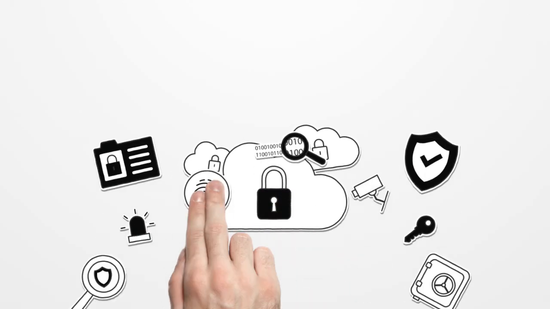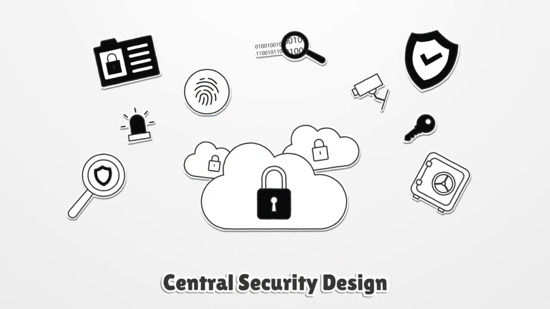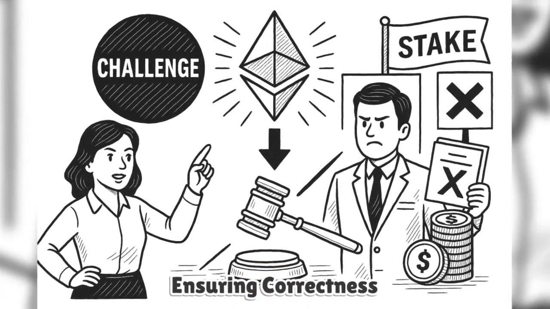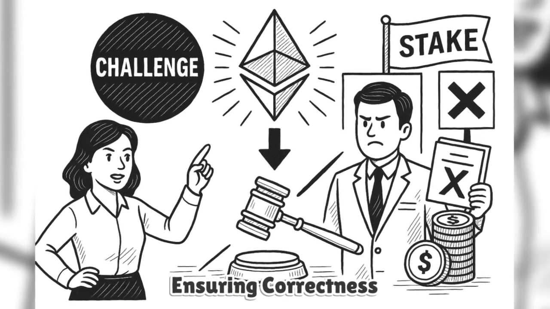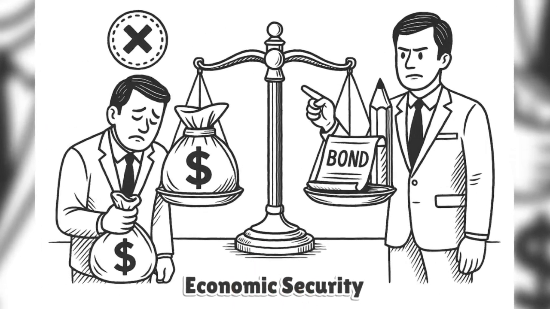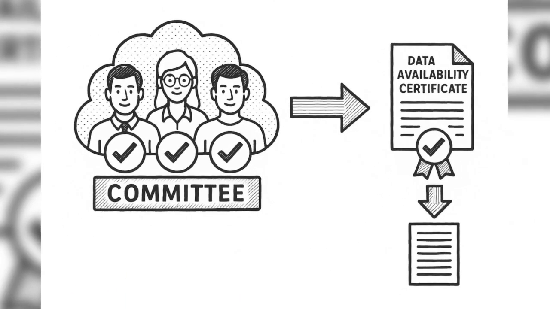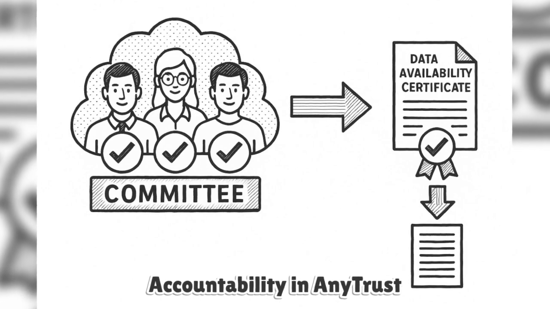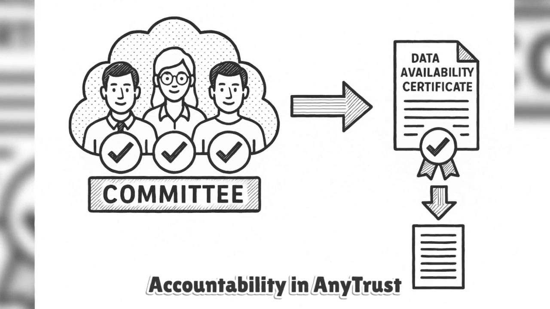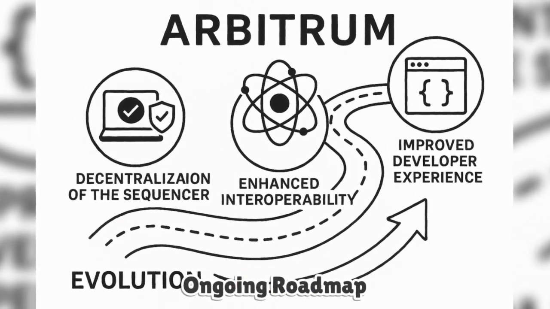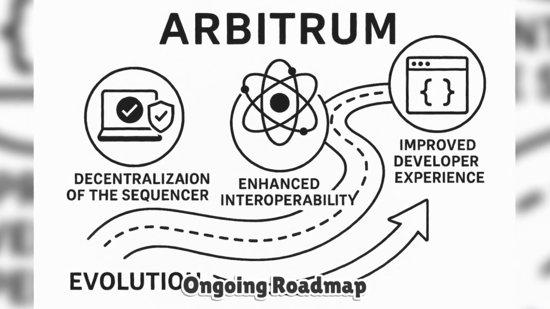Security remains central to Arbitrum's design. The optimistic assumption ensures efficiency, but the challenge mechanism guarantees correctness. If a malicious validator posts a fraudulent claim, honest participants can prove it on-chain and slash the offender's stake. Economic security comes from the cost of attacking the system versus the high cost of losing the bond during disputes. In the AnyTrust configuration, committee members sign data availability certificates that must be presented before transactions are accepted, creating an auditable trail for accountability.